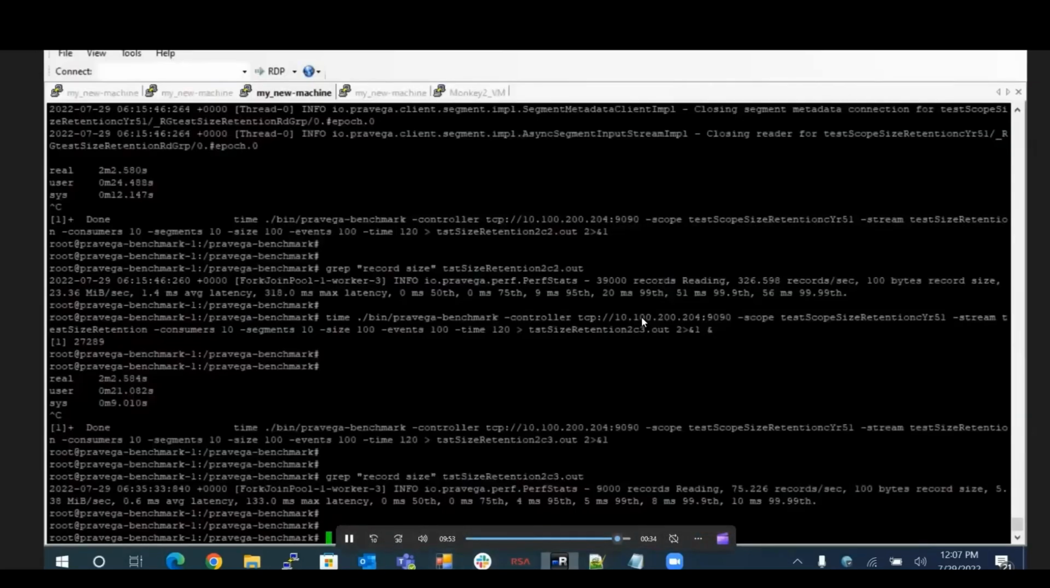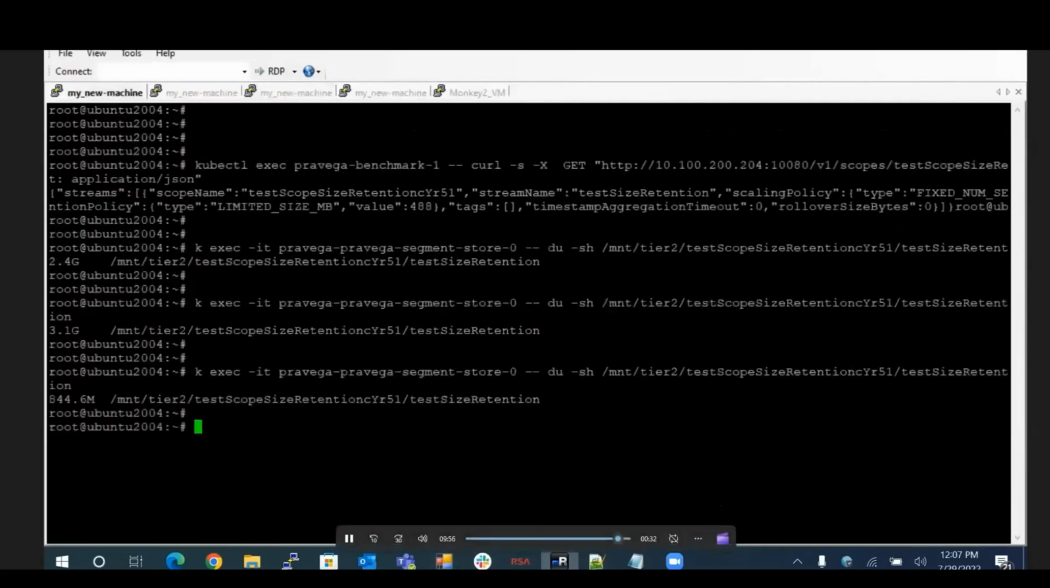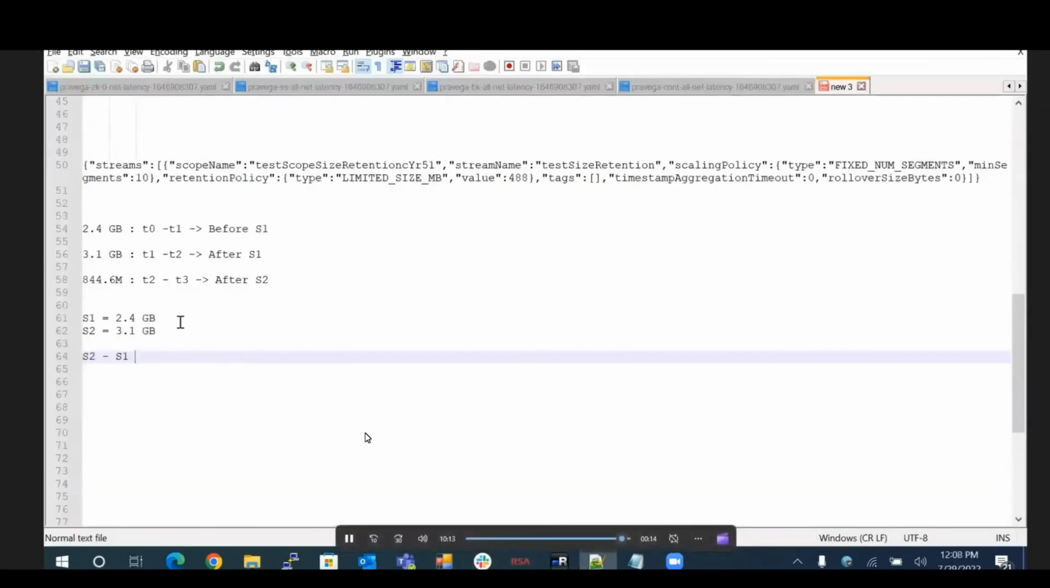So this is how Pravega achieves size-based retention, and there might be some additional data that we see more than the surplus, that is the accumulation of its metadata. So with this, I conclude the demonstration of the size-based retention policy of Pravega. Thank you.